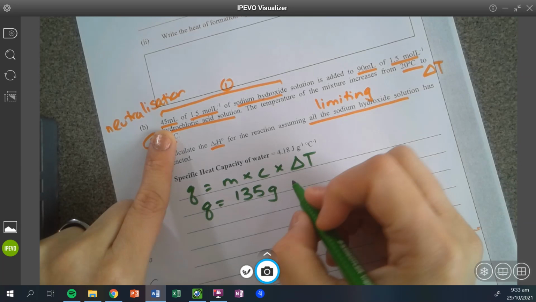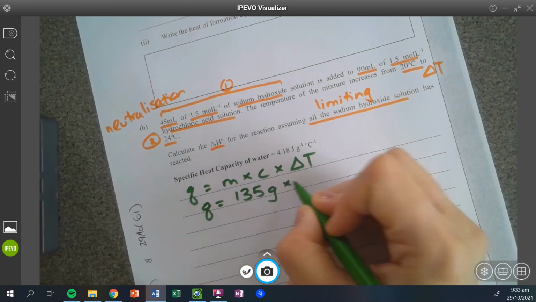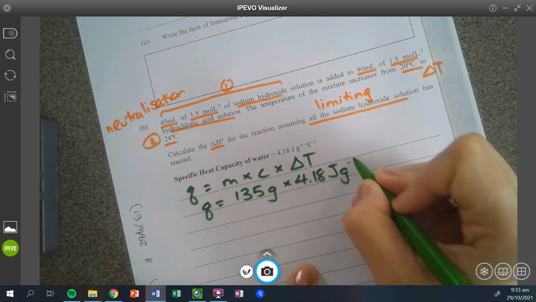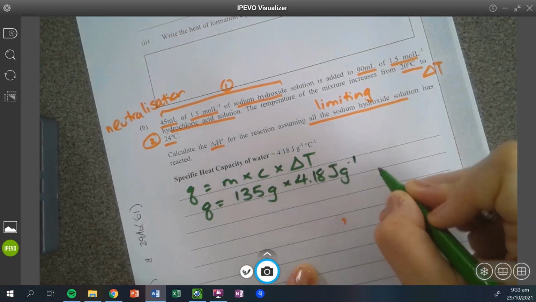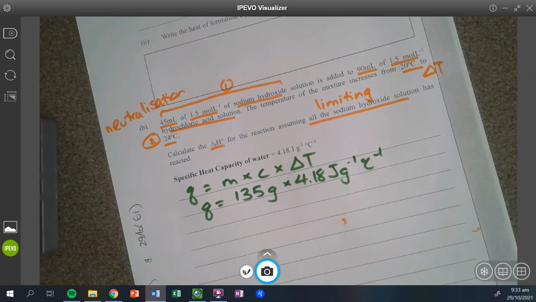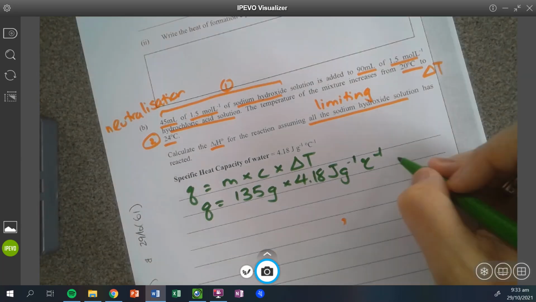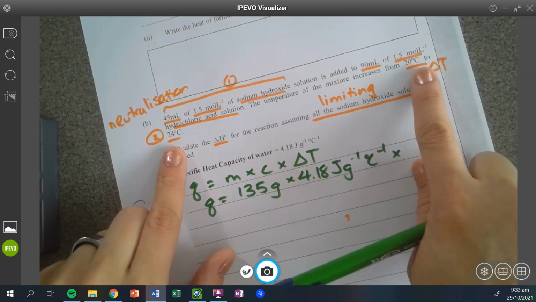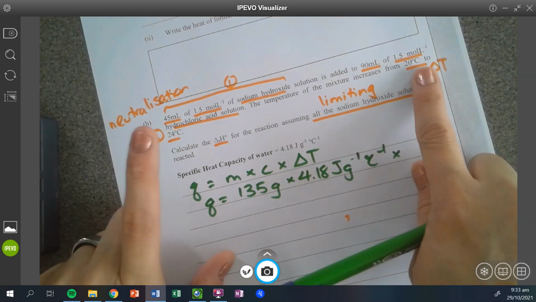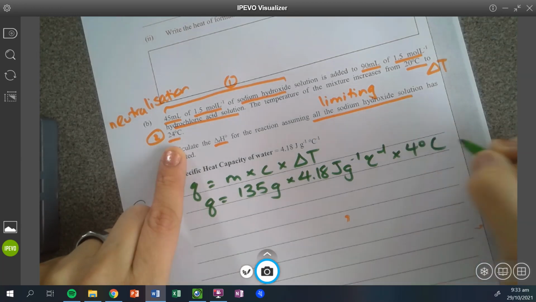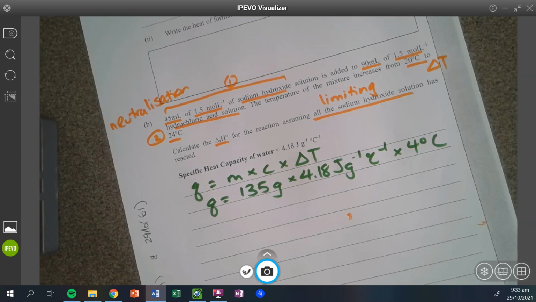Then what I need to do is multiply it by the heat capacity of water, which they've given me, which is 4.18 joules per gram per degree Celsius. I find it really useful to write down the units so that I can double check that I've set my calculation up correctly. And then my temperature change is 4 degrees Celsius. It's going from 20 to 24. Cool?